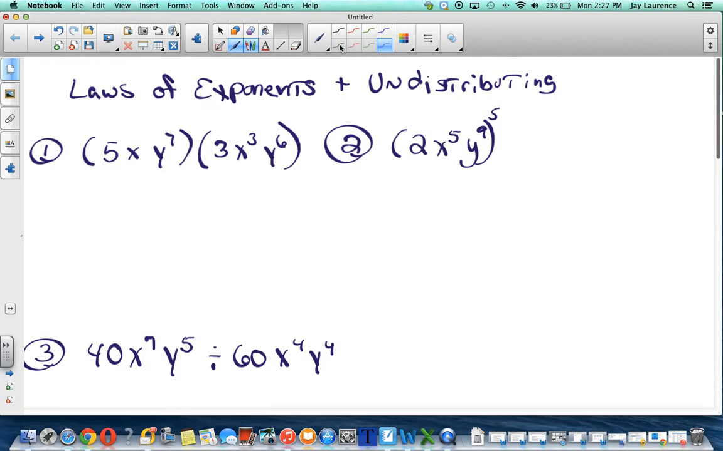First of all, let's do this multiplication here. The quantity 5x y to the 7th times the quantity 3x cubed y to the 6th. Thanks to the commutative property, I can multiply 5 times 3 first and get 15. Then x to the first times x to the third gives x to the fourth. And y to the 7th times y to the 6th gives y to the 13th.